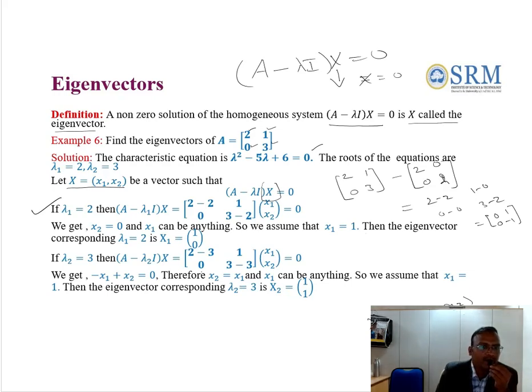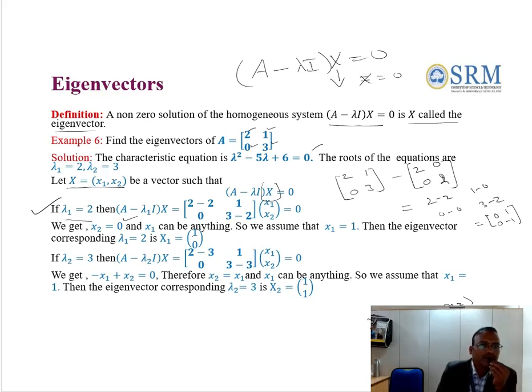We have to determine it. Now let us assume the first eigenvalue lambda 1 equal to 2, then replace lambda with lambda 1 in the matrix equation. Therefore we are getting (A minus lambda 1 I) X equal to 2 minus 2, 1, 0, 3 minus 2, and the vector (x1, x2) equal to 0. If we solve this equation, the first term gives 0, the second term is 1, and here it is 0, here it is negative 1. Therefore it says minus x2 equal to 0, so x2 is 0, and then x1 can be anything.